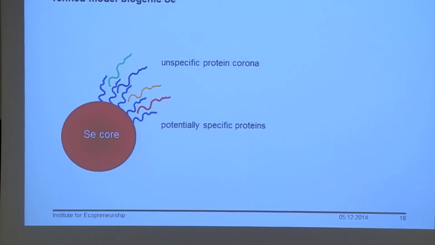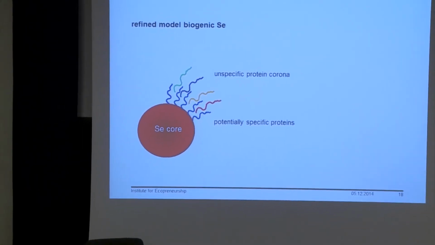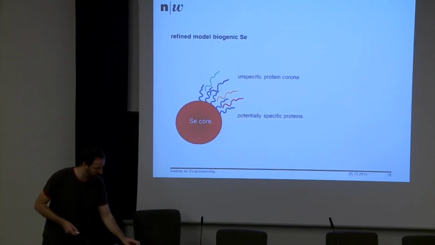So a somewhat refined model is that potentially we have specific proteins that are binding on the selenium surfaces, but then certainly you get some corona that is still very strongly associated. You cannot separate that, but it's probably just unspecific proteins that are binding or sorbing there.